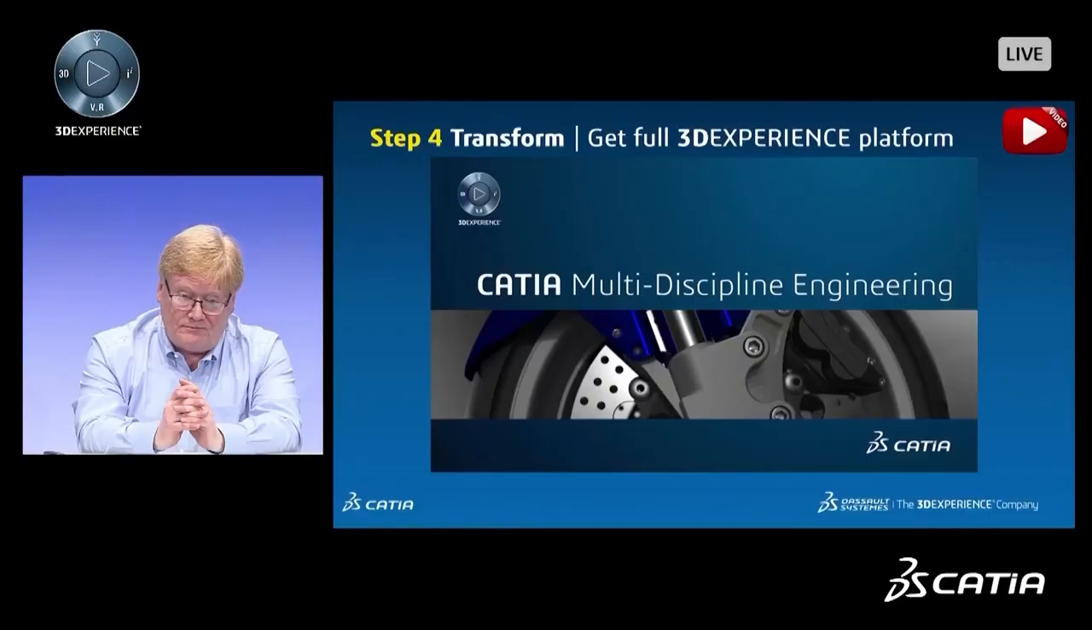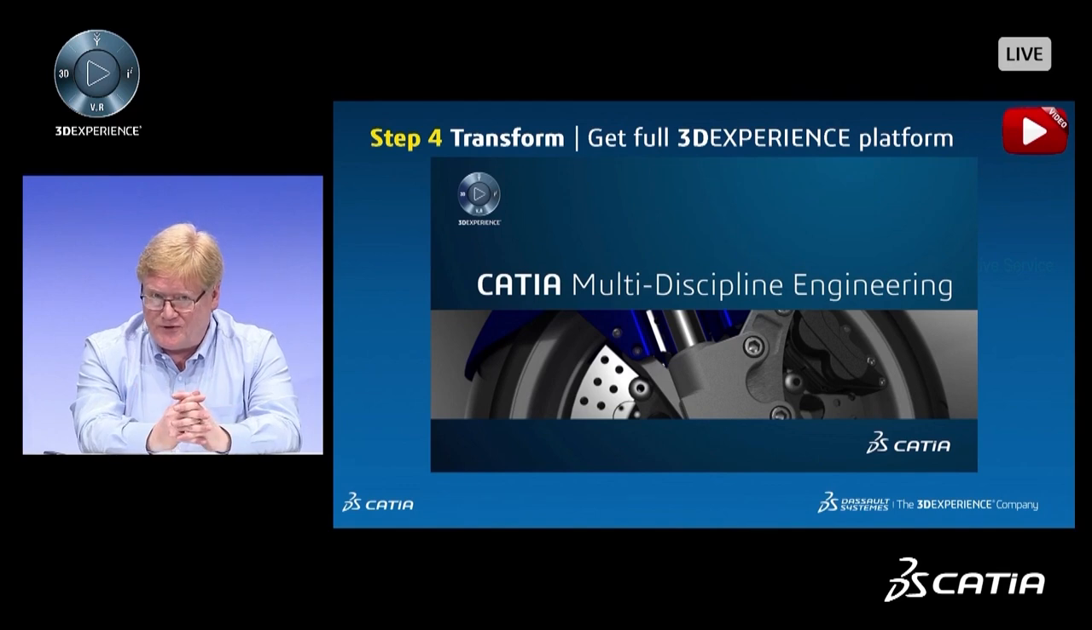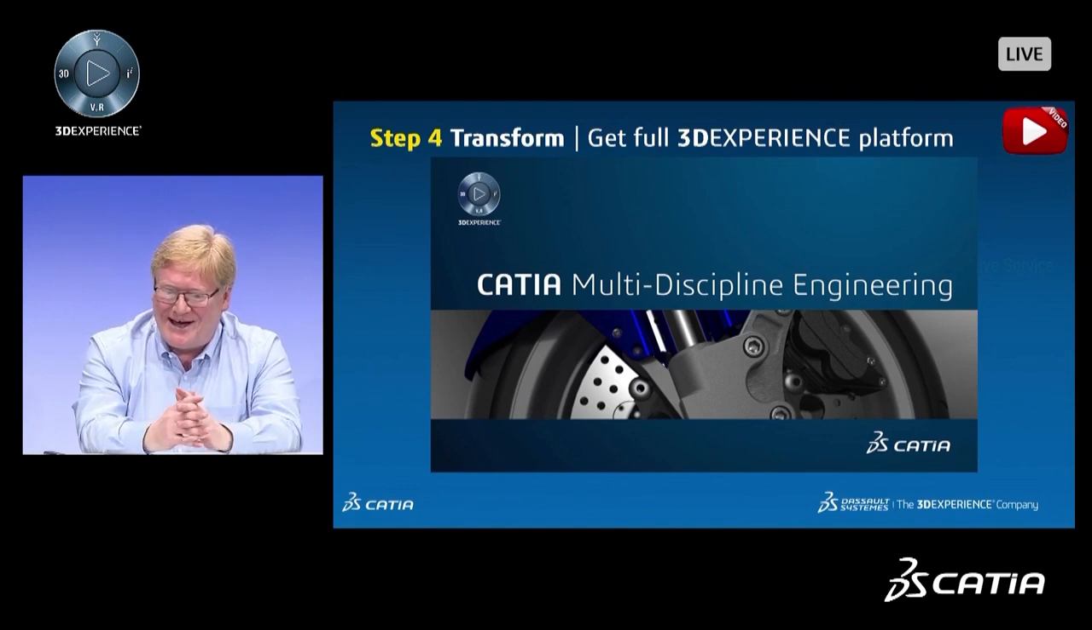So the next stage then is to look at the fourth step in the journey, which is bringing all of your engineering process onto the 3D Experience platform with 3D Experience CATIA. Turn down your speakers perhaps here if you're in a quiet room, because we've got a little musical example of what you can do with a fully integrated process on the CATIA 3D Experience platform with CATIA Multidiscipline Engineering. So if we can play that video, please.